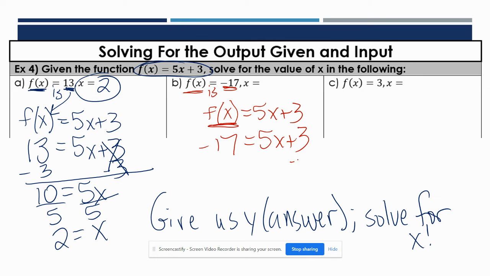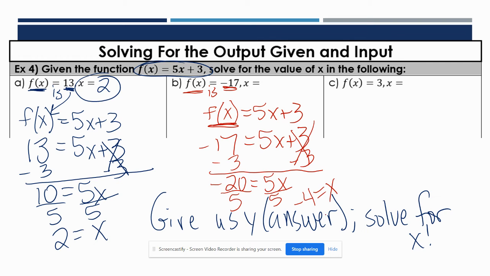The opposite of adding 3 is subtracting 3. -17 minus 3 more is -20. Keep the 5x, and 3 minus 3 is 0. The opposite of multiplying x by 5 is dividing x by 5. -20 divided by 5 is -4. So x is -4.